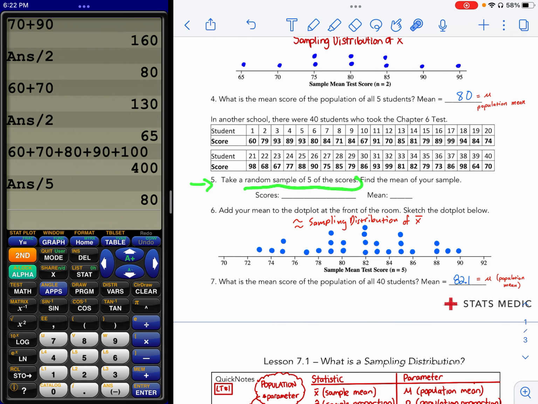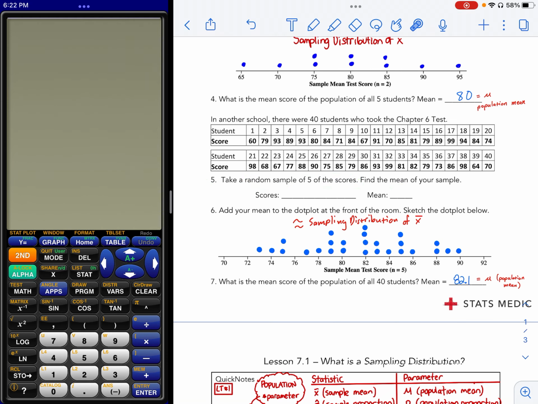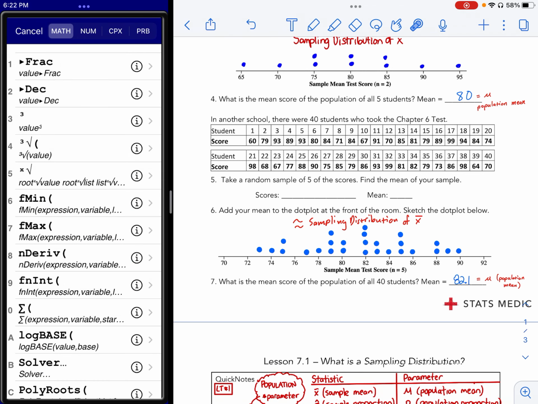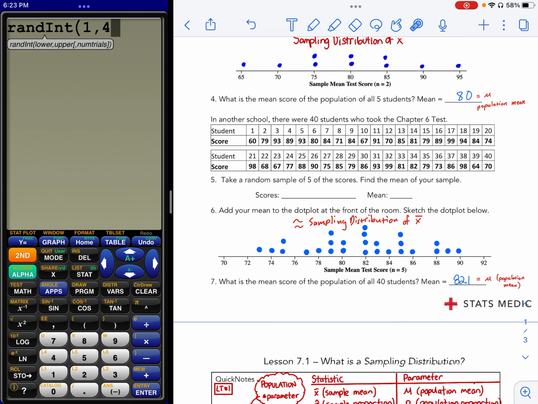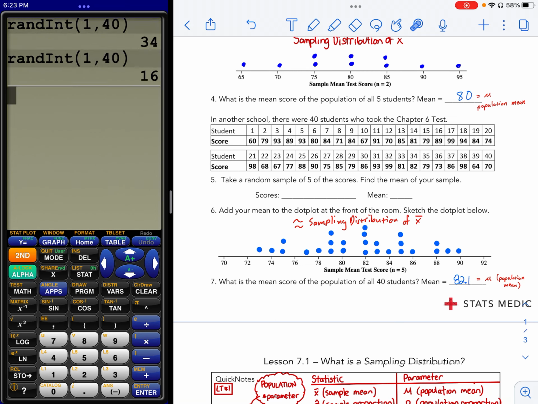Number 5. Take a random sample of 5 scores and find the mean. You can take a random sample of 5 however you want. You could do every, I don't know, 7th kid. You could get out a random number generator and do it that way. Where was that again? Math, probability. There it is. Random integer on the side here. I could do a random integer 1 through 40 and just start doing this. And those are the people I would pick. The 34th kid, the 16th kid, and the 32nd kid.